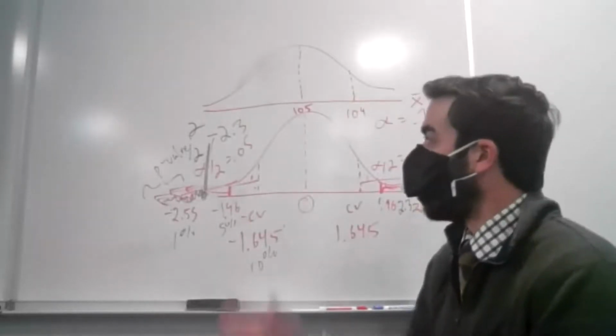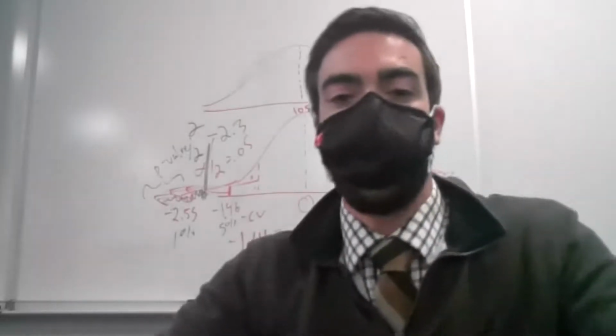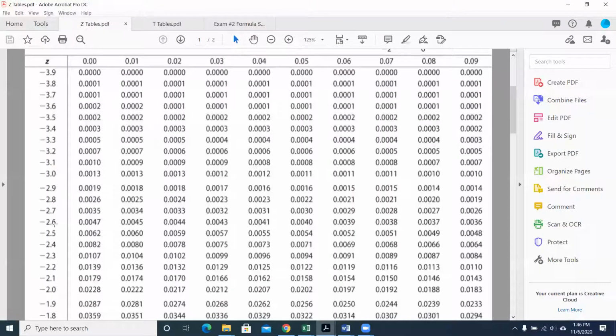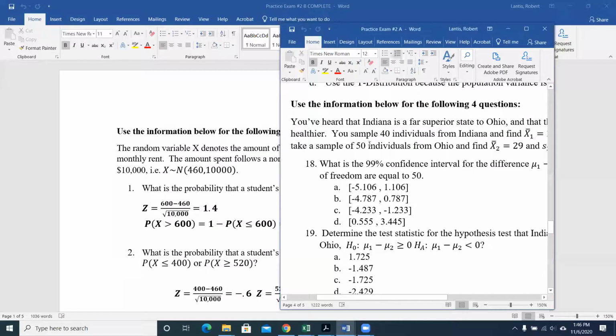So negative 2.3, I'll go to my standard normal distribution table. Negative 2.30 gives 0.0107. I then multiply that by 2, and it's 0.0207, right?